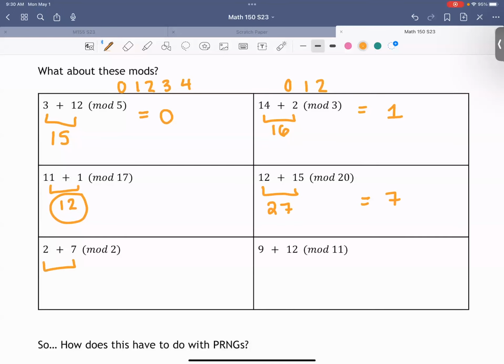Okay. 2 plus 7 is 9. Oh gosh, we have to subtract a couple times here, right? 9 minus 2 is 7. 7 minus 2 is 5. Oh my goodness, this is embarrassing. 5 minus 2 is 3. Is 3 my final answer? No. What do I have to do? Subtract once more to get 1. Perfect. So 9 mod 2 is actually 1.